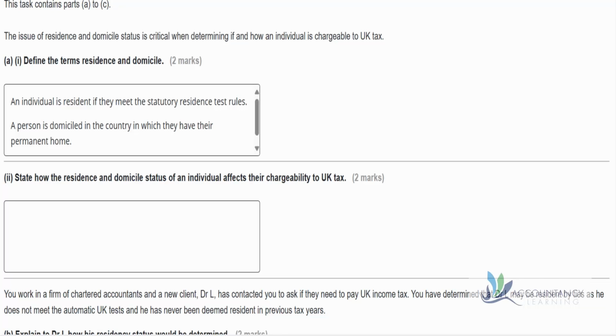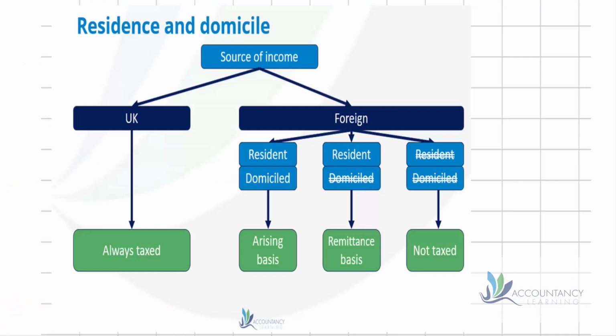Part 2 of the question says, state how the residence and domicile status of an individual affects their chargeability to UK tax. Probably the best way to go through this is to have a look at the summary diagram that we have in our course materials. So the effect of residence and domicile really depends on the source of income.